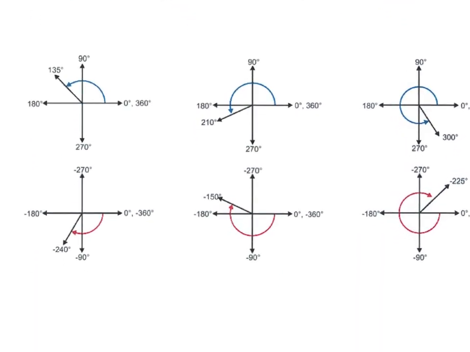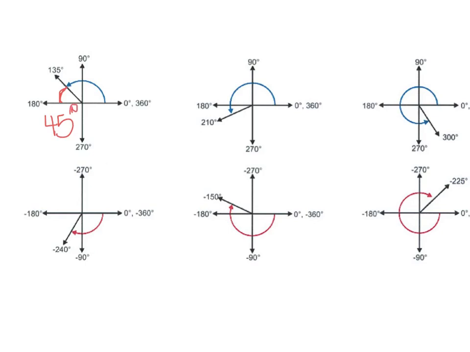If I have a standard position angle of 135 degrees, positive, 0 to 135 degrees, the reference angle is that acute angle right there. How many degrees does it take to go from 135 to the x-axis, 180 degrees? That gives us a measurement of what? 45 degrees. So 45 degrees is our reference angle.